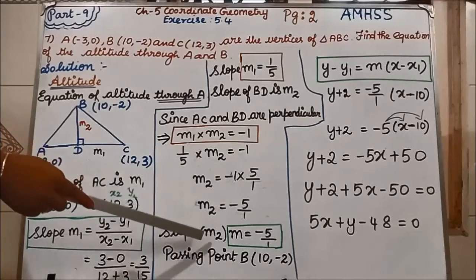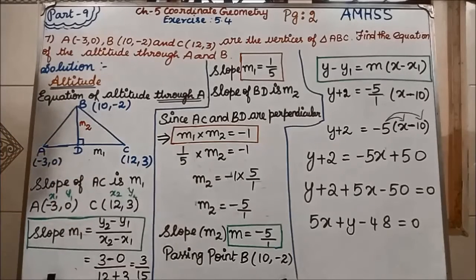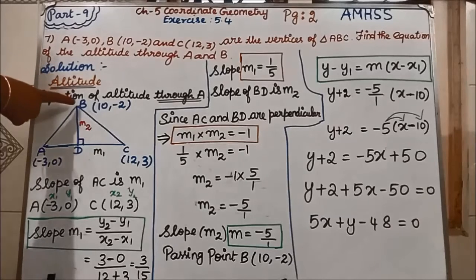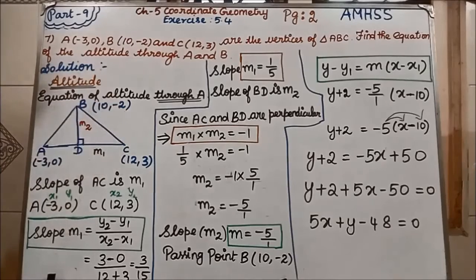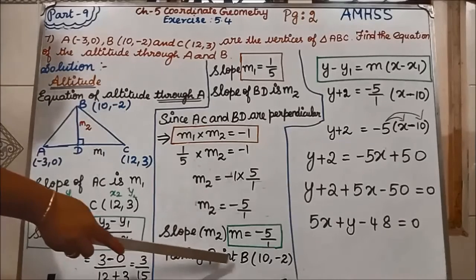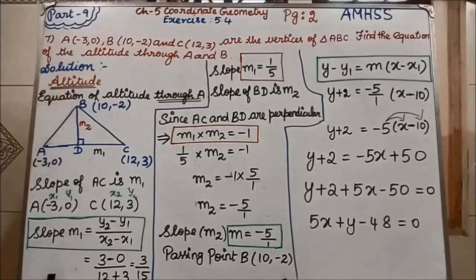Clear? Now the slope m2 is our m. I have told you before, whatever slope you finally find, that slope only you have to consider as m. So now slope m is equal to minus 5 by 1, which is nothing but minus 5. Clear, students? Next, this altitude is passing through one point. What is that point? Passing point B, (10, -2).